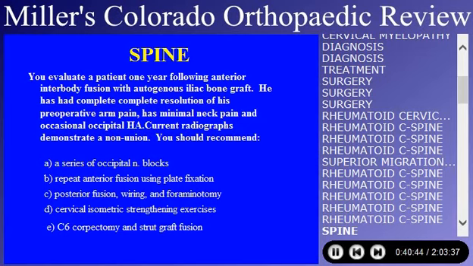Okay, let's ask some questions. You evaluate a patient 1 year following anterior interbody fusion with autogenous iliac bone graft, complete resolution of his preoperative arm pain, minimal neck pain, occasional occipital headaches, current radiographs demonstrate a non-union. You should recommend Dr. Mager.